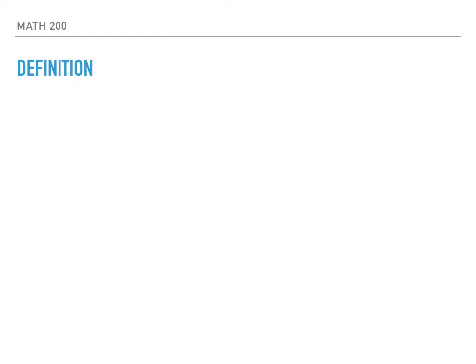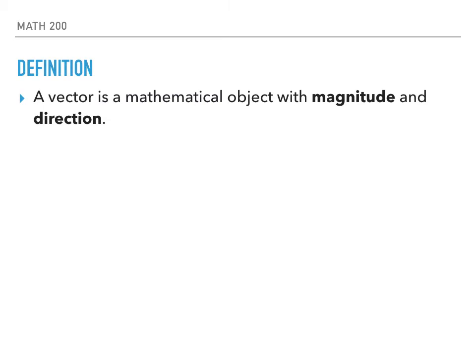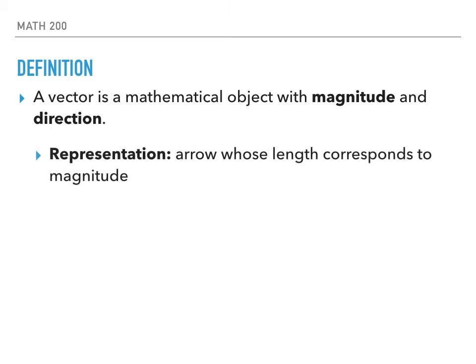So the definition sounds a little vague at first. It's a mathematical object that has magnitude and direction. Now, vectors are inherently geometric objects. Okay? So their representation is just an arrow whose length corresponds to magnitude.